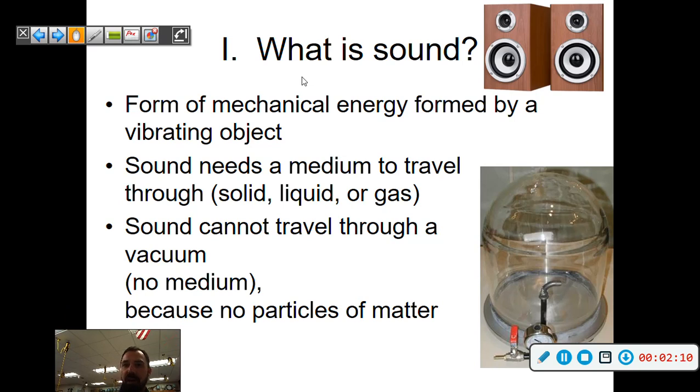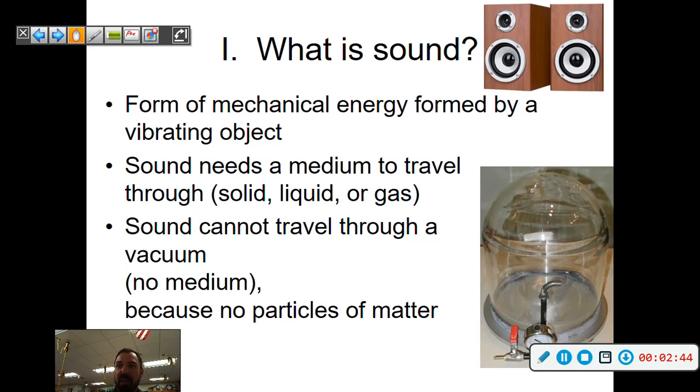What is sound? Sound is a form of mechanical energy formed by a vibrating object. Sound needs a medium to travel through: a solid, liquid, or gas. So one thing that's true, outer space, which has no solid, liquid, or gas material, does not transmit sound. So any movie where they show an explosion in space and you hear a sound with it, technically you wouldn't hear a sound because it does not transmit through the vacuum of space.